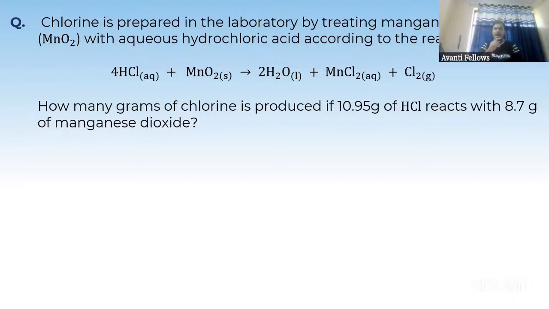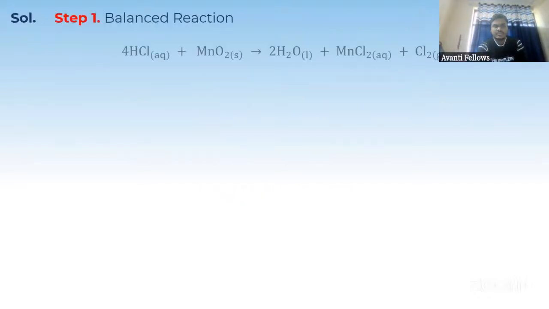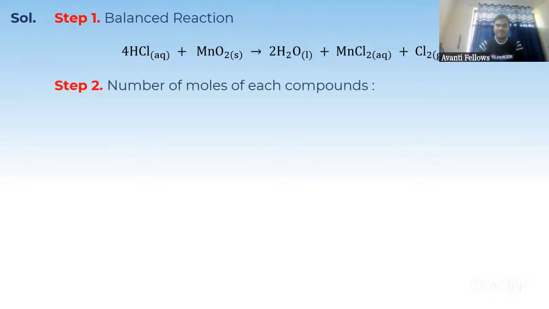So they are asking how many grams of chlorine is produced. From the equation, we clearly observe that 4 moles of HCl require 1 mole of manganese dioxide. By using this stoichiometric coefficient, we can easily calculate. Let's see the calculation. The first step is the balanced equation, which we already have.